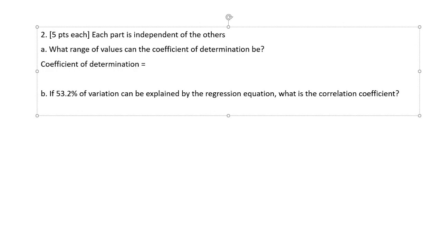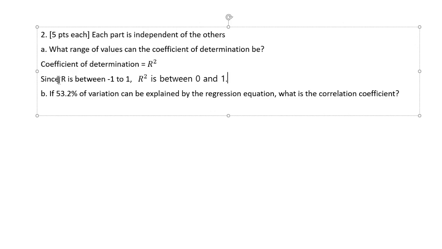This is really not R. R is the correlation coefficient, okay? It's R squared. So the coefficient of determination is R squared. And since R is between -1 and 1, we know that R squared must be between what? Between 0 and 1, right? Because if you square a -1, it becomes +1.